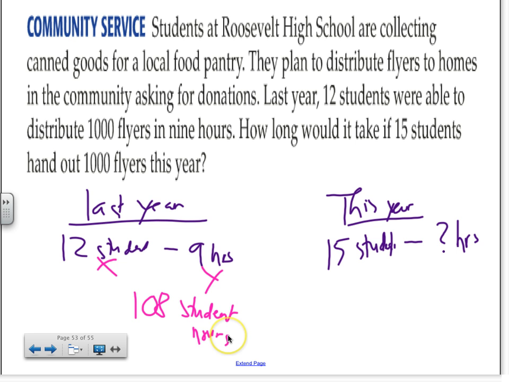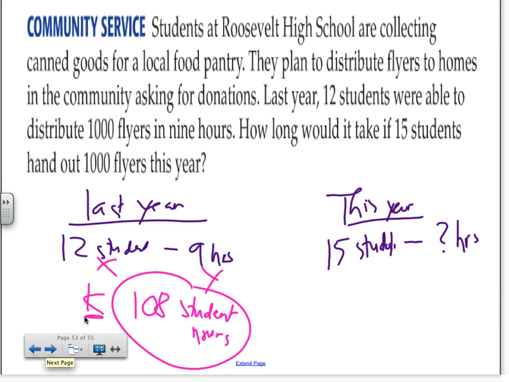What it means is this. I hope I can make it clear for you. 12 students, if each student puts in 9 hours, is it true that they put in a total of 108 hours? If you count each one individually, that's 9 hours per student. You have 12 students. That's 108 hours. This right here is called your constant of variation.